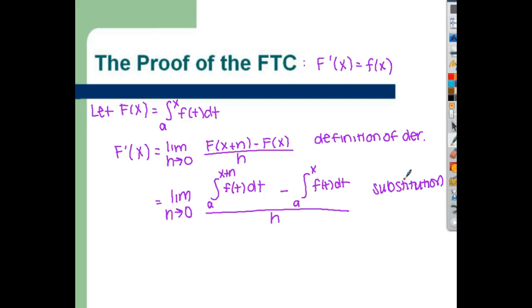Okay? Great. So, since I want this A to be up here, I could minus the minus, which would flip that, so that I would go x to A, and then A to x plus h.